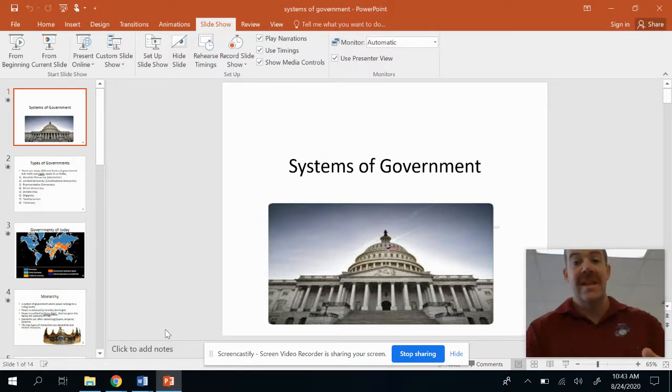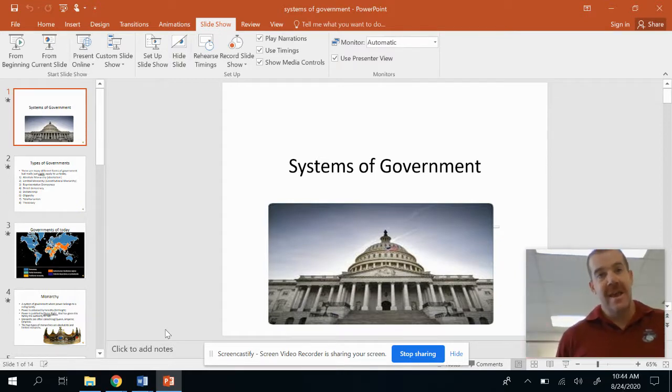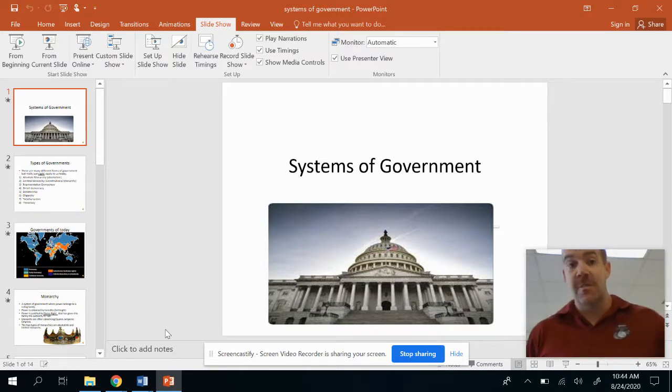But this week, we're going to look at different types of systems of government. The United States, you guys should know this, is a democracy, but a particular kind of democracy called a representative democracy. There are different types of democracies, which I'll talk about in a second, but the United States is a representative democracy. So I'm going to look at the systems of government here.